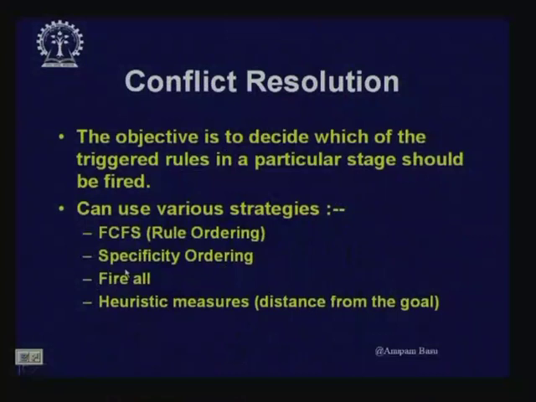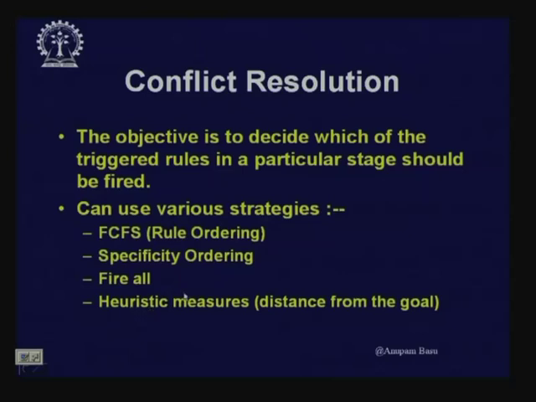Suppose there are two rules: if it is Sunday, it is a holiday; and another rule says, if it is Sunday and, for example, it is summer vacation, then it is a holiday. Whenever we know more facts, that rule is more specific, because it is using more information. So, in the specificity ordering, the rule that is selected is the one which is more specific, that means whose more number of antecedents are matching. Then the other strategy is fire all, which means whichever rules are enabled will be fired. If there are 5 rules enabled, those will be fired.